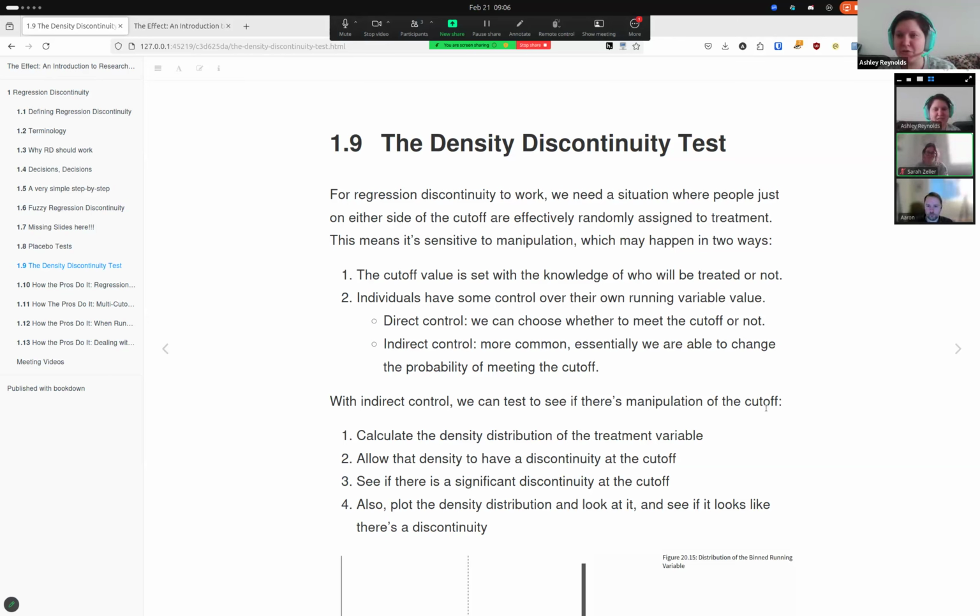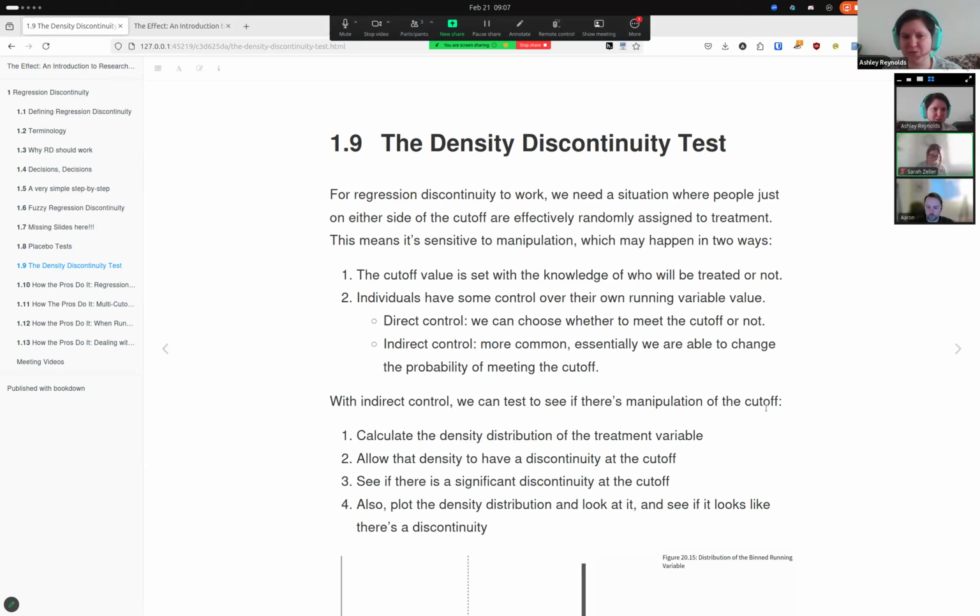The other option is that individuals may actually have some control over their own running variable value, and there are two different ways that they might have this. They might have direct control, so they can directly say, I will meet the cutoff or I will not meet the cutoff. An example is a discount in the grocery store where it's like buy five and you get a super huge discount. You know what the cutoff is. You know that you can meet it by buying five. So comparing somebody who buys five with somebody who buys four is not really super helpful there.